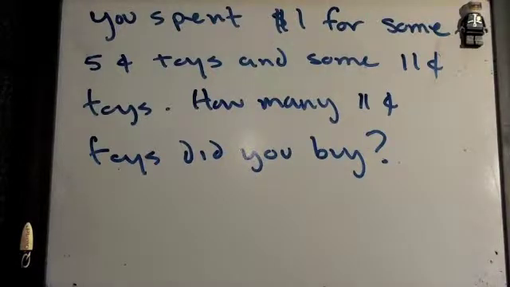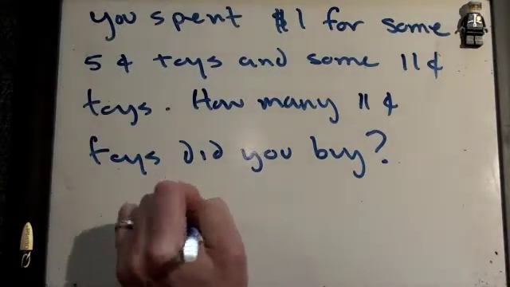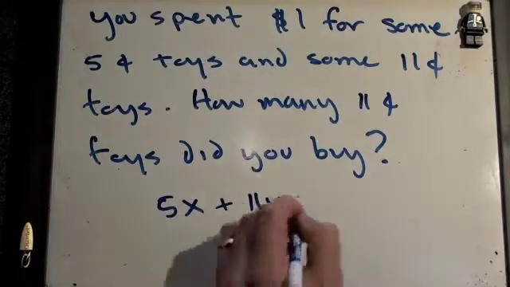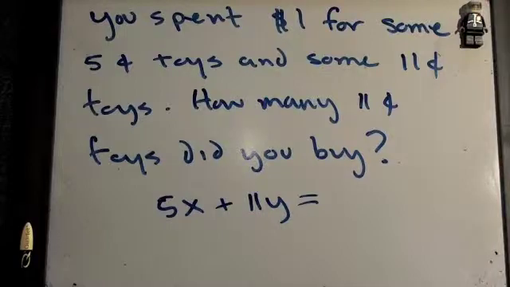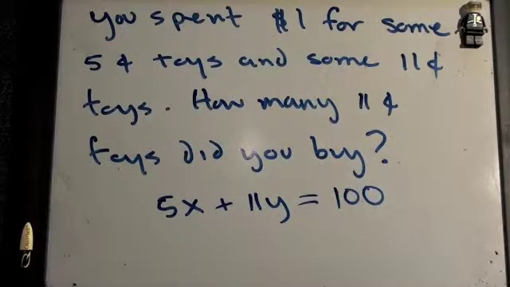So we can call them X and Y. We're trying to figure out how many 11-cent toys you buy. So we've got 5X plus 11Y equals how much? How much did you spend in cents? 100 cents. Now, normally you wouldn't think you could solve a problem like this because you have two unknowns. But in this case, you actually can. This is a special kind of problem. So let's figure out why you can solve this.